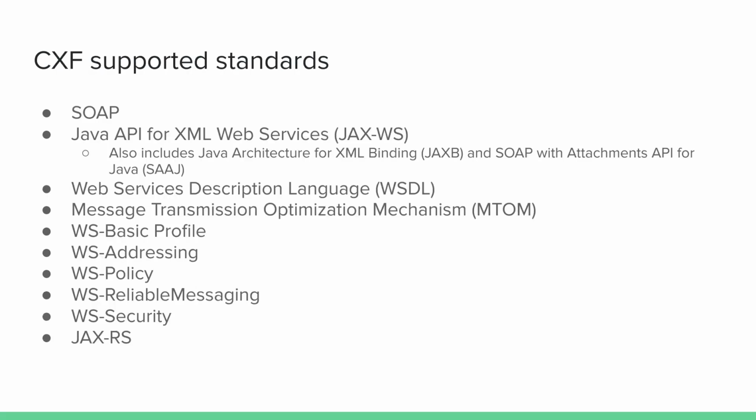So CXF supports a variety of standards, and of course it supports the SOAP standard specification, and it supports Java API for XML web services. This is nothing more than a way to implement web services using Java, right? It just gives a specification on how, and it makes it easy. In CXF terms, this is called a front end. CXF supports multiple front ends, especially JAX-WS is one, and the other front end is something called the simple front end. So we'll look at those things in another video.